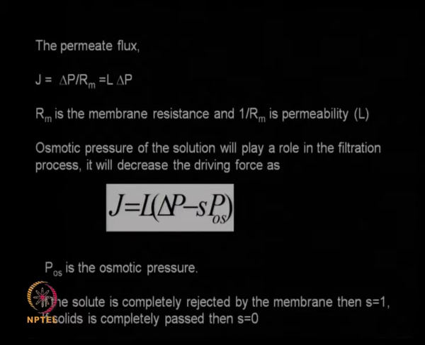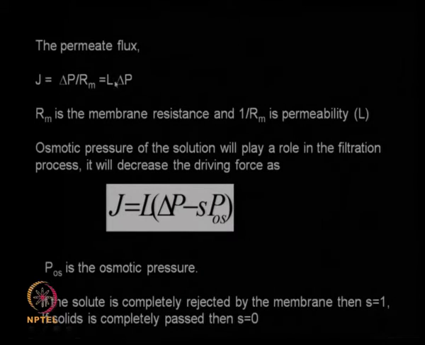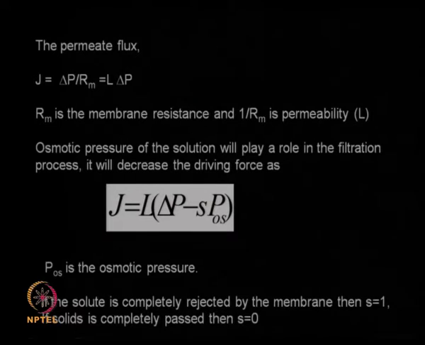Now the permeate flux, that means the rate at which the liquid flows from the upstream to the downstream, will contain 2 very important terms: the permeability L, or 1 by L, which is called the Rm, membrane resistance, and the delta P. Delta P is the driving force, the pressure. So, the permeate flux will depend upon the permeability of the membrane material and the driving force.